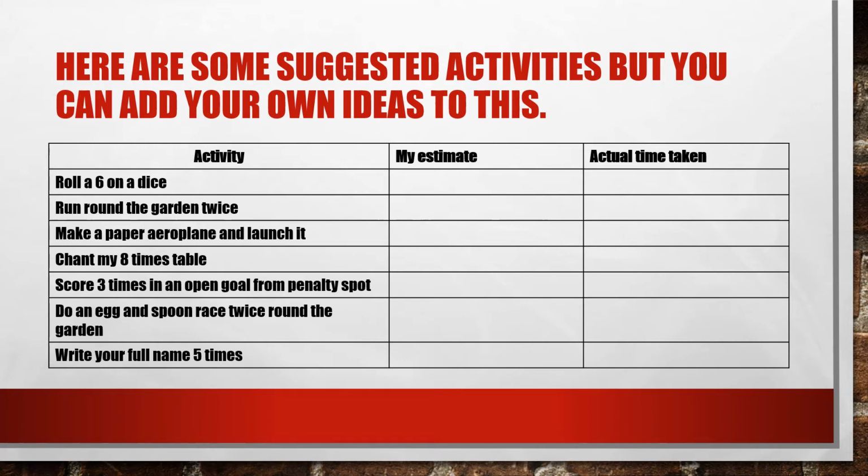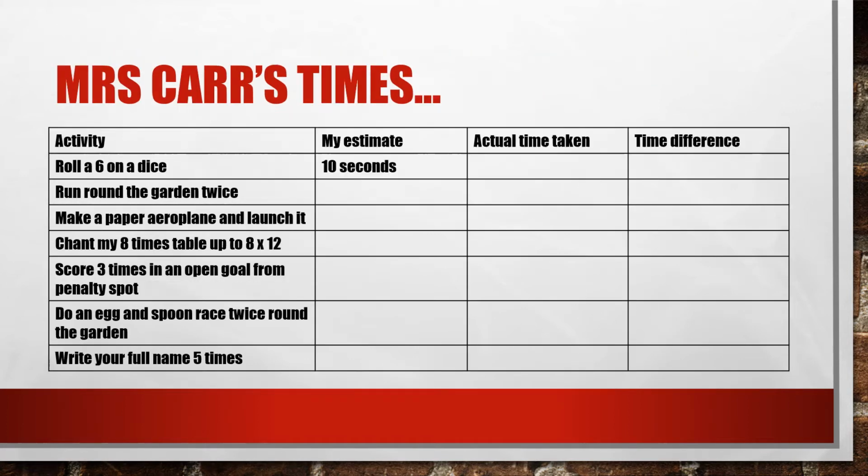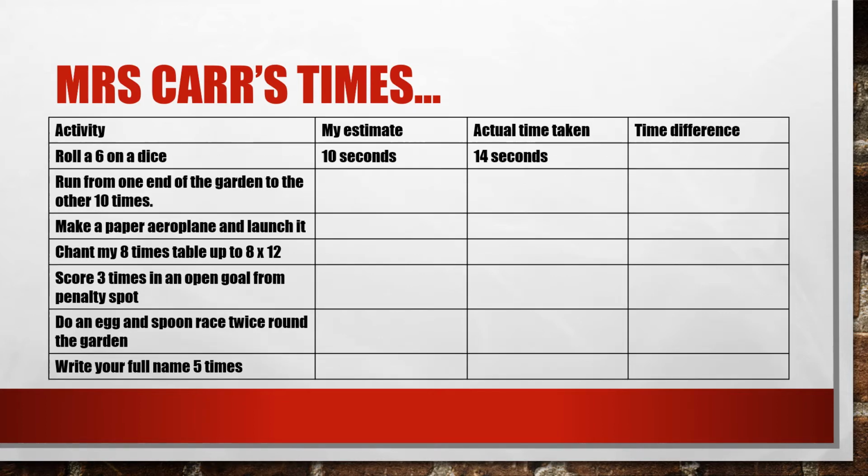So rolling a 6 on a dice, I'm going to estimate it'll take me 10 seconds. So I have a go and my actual time is 14 seconds until I get that 6. So that has a time difference of 4 seconds from my estimate.